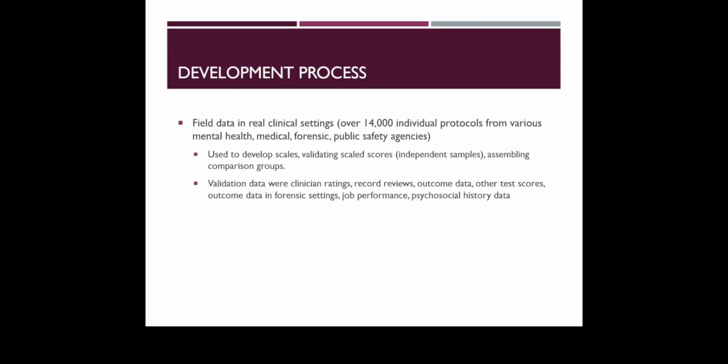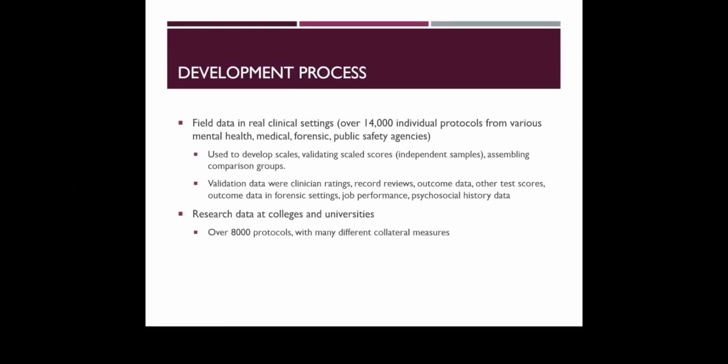To generate these various empirical scores, they used clinician ratings, reviews of records, and therapy outcome data. They looked at other test scores if those were available from other psychological or cognitive tests. They looked at forensic outcome data, so tracking people over time, looking at arrest records, et cetera. In the job arena, they looked at job performance ratings. They looked at psychosocial history, basically to identify empirical correlates, which has always been true of the MMPI and its approach: look for the empirical correlates in as large of samples as you can get.